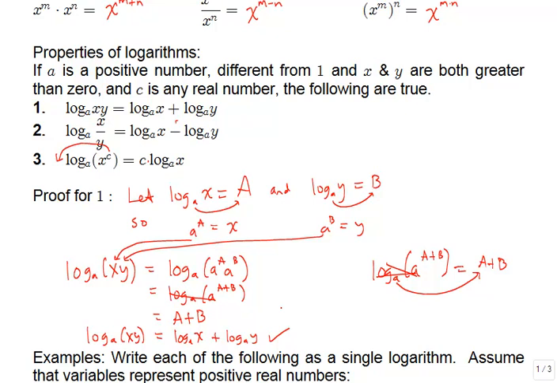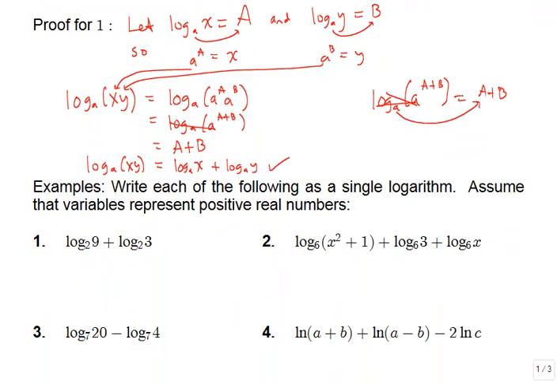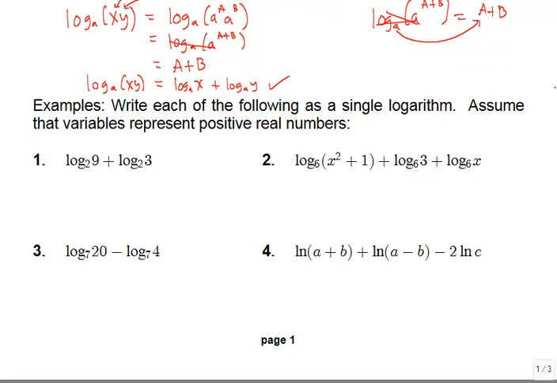So that's the proof for property 1. Now let's apply these properties. We're going to write each of the following expressions as a single logarithm, and we're going to assume that any variables are always positive so that we're not having to worry about domain issues.